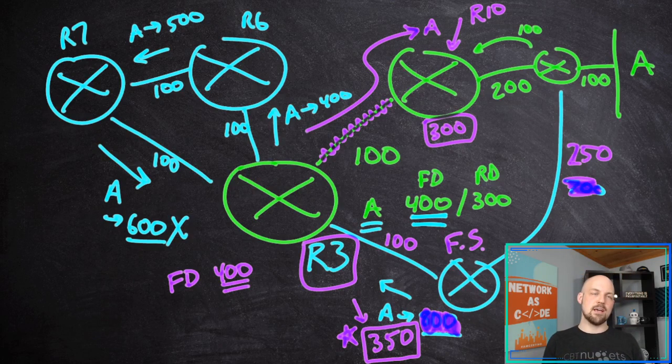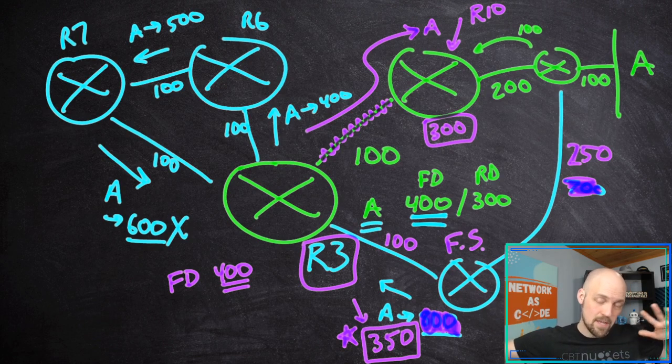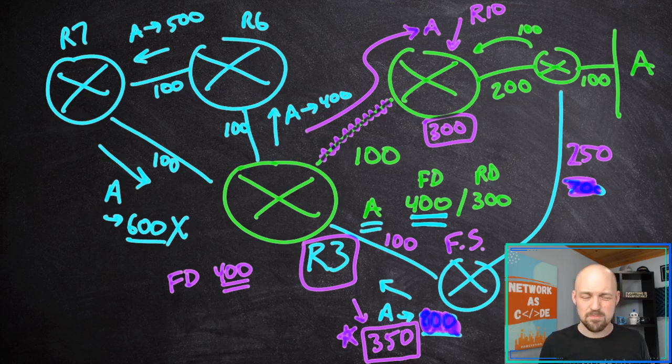EIGRP has a lengthy process of querying. If that link goes down and I've lost my route, I'm going to query my neighbors to try to figure out if anybody else has this route. It puts the route into active mode. You'll study this as part of CCNA, I think. If not, you'll cover this as part of your ENCOR. That's a very slow process. The fastest way to converge is if I swing over to a feasible successor.